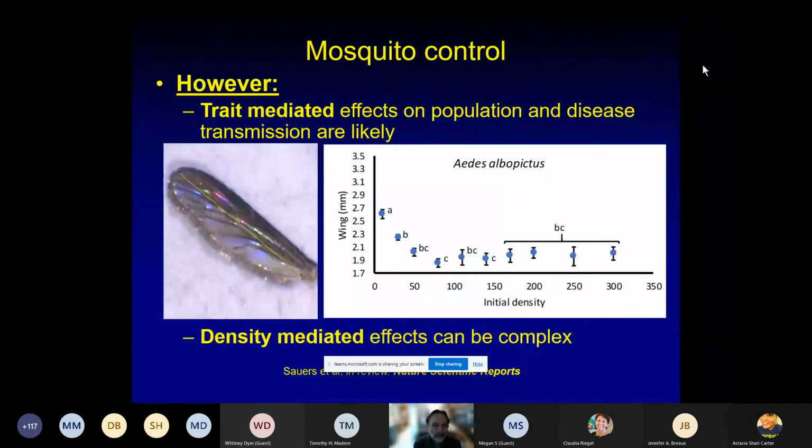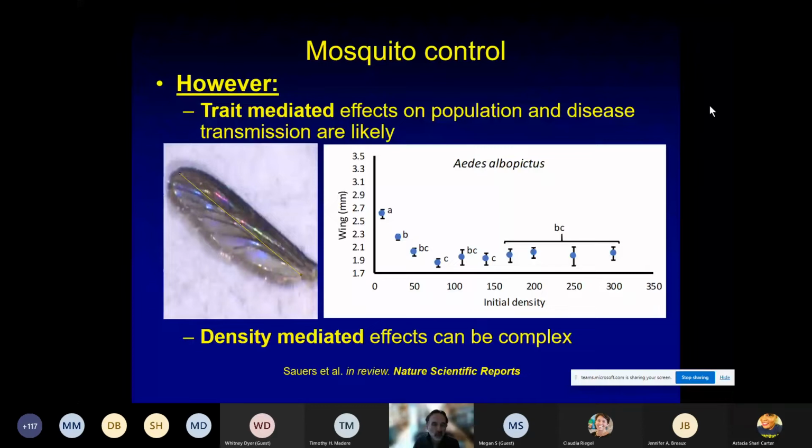Those consequences could be grouped into two categories. One, trait-mediated effects. Effects on the population of individuals that is the target and their ability to transmit disease. If you want to think through a clear example of a trait-mediated effect that might arise from mosquito control, consider the size of the adults.